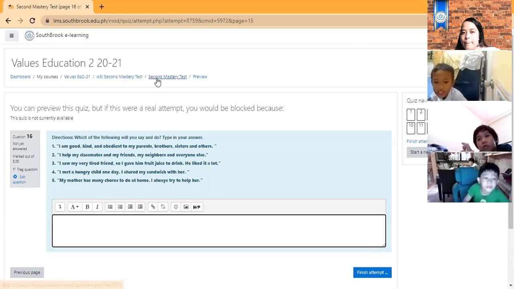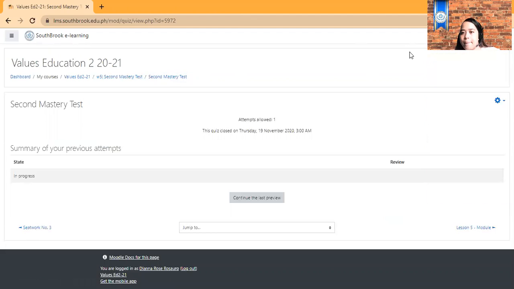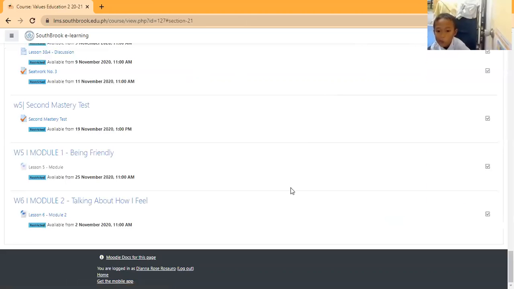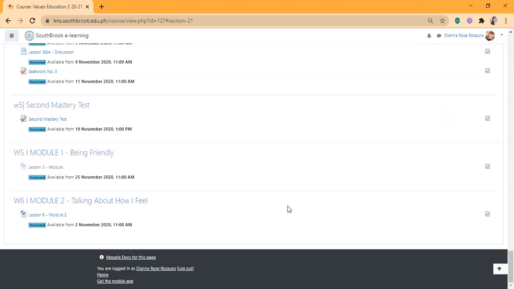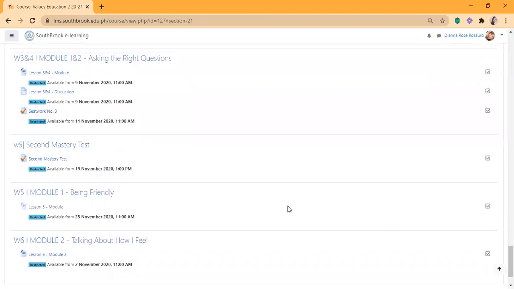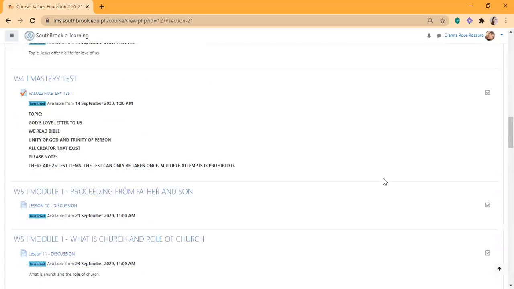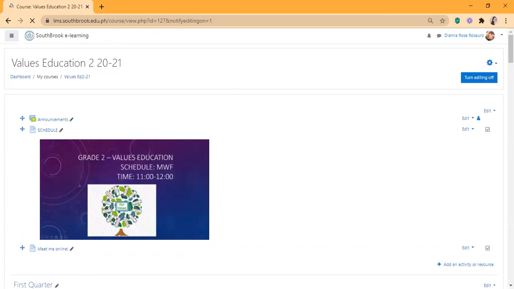Yes, I cannot get in. You cannot get in? Can you try refreshing? Yeah, we tried many times. It says the quiz closed on Wednesday, 18 November 2020 at 2 p.m. That's what it says here.